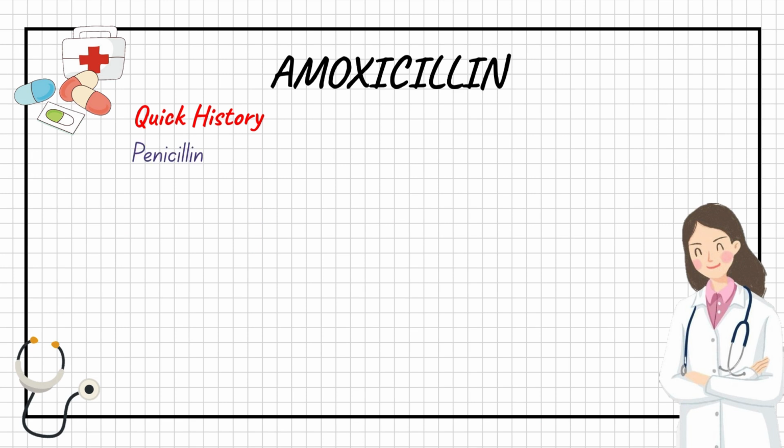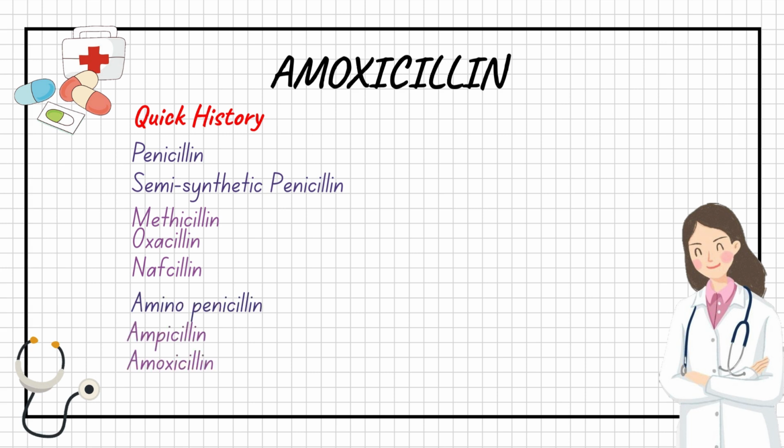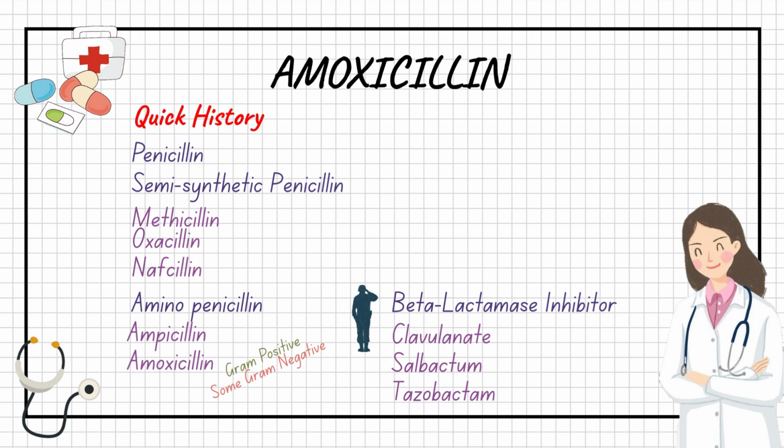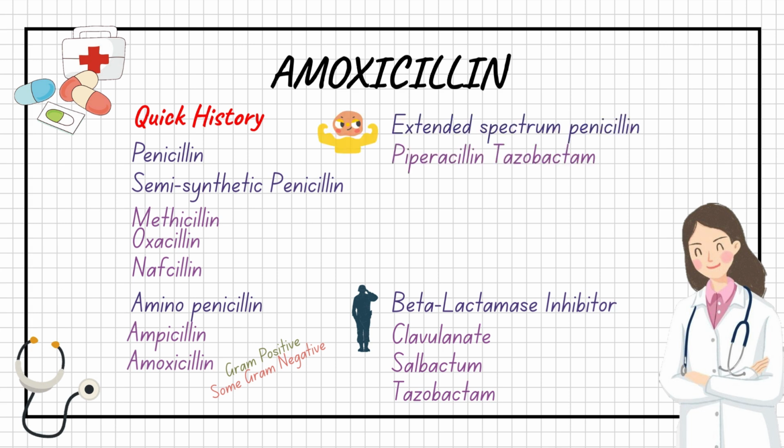Now, a quick history. First came penicillin, which was revolutionary, but today it's used only in a few cases. Then came semi-synthetic penicillins. Next were aminopenicillins, smaller molecules that could also work on some gram-negative bacteria. To overcome resistance, we added beta-lactamase inhibitors. And when bacteria like Pseudomonas resisted, we developed extended-spectrum penicillins like piperacillin-tazobactam. Alongside came the cephalosporins with multiple generations.